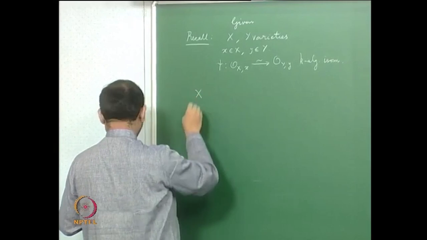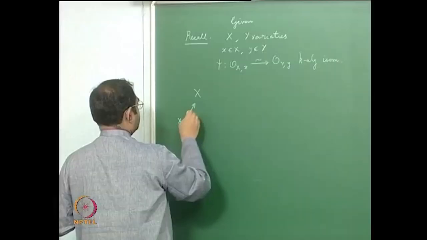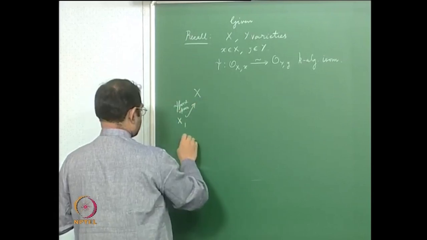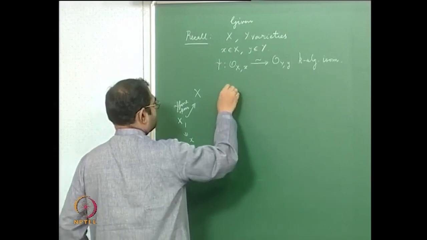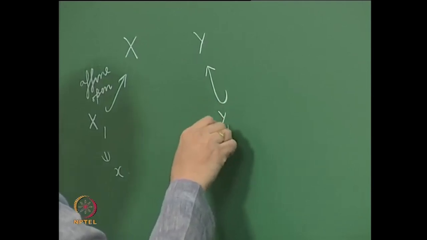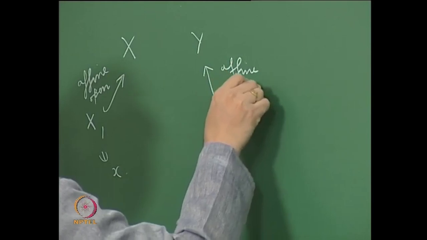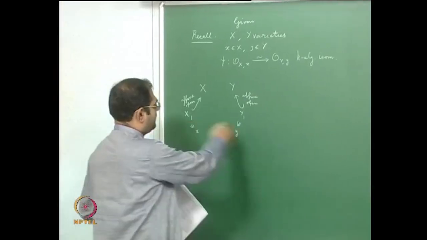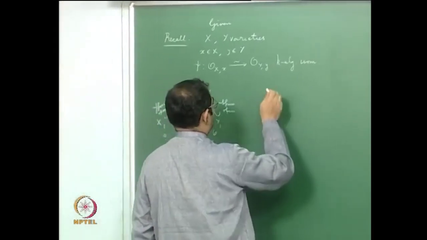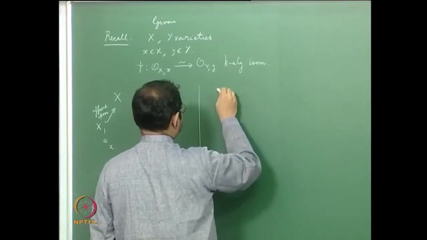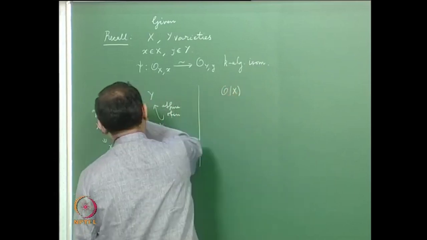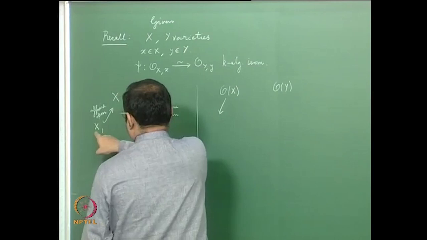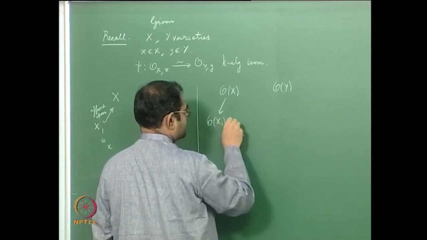and therefore we had the diagram like this. We had X here, we had X1 inside X which is an affine open, and small x belonging here. Then we had capital Y and this capital Y1 which is an affine open subvariety which contains the point small y. This is the geometric part. If you look at it commutative algebraically, you got O_X here that corresponds to the regular functions on X, you have O_Y here, and then you have the restriction of regular functions on X to regular functions on X1. So you have O_X1, but that is the same as A_X1.